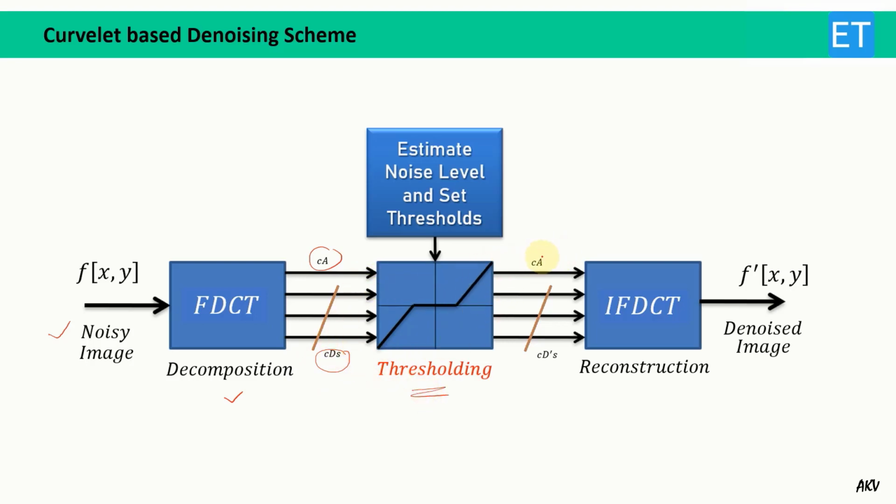Approximation coefficients are not thresholded, they are passed as they are. After collecting all those thresholded coefficients, we take the reconstruction by inverse transform, and then we get a denoised image. We do the thresholding either soft or hard, as I have explained in my various previous videos, so I'm not explaining it here. We will estimate the noise level, and then we will set the threshold for those frequency wedges, I mean the detailed coefficients.